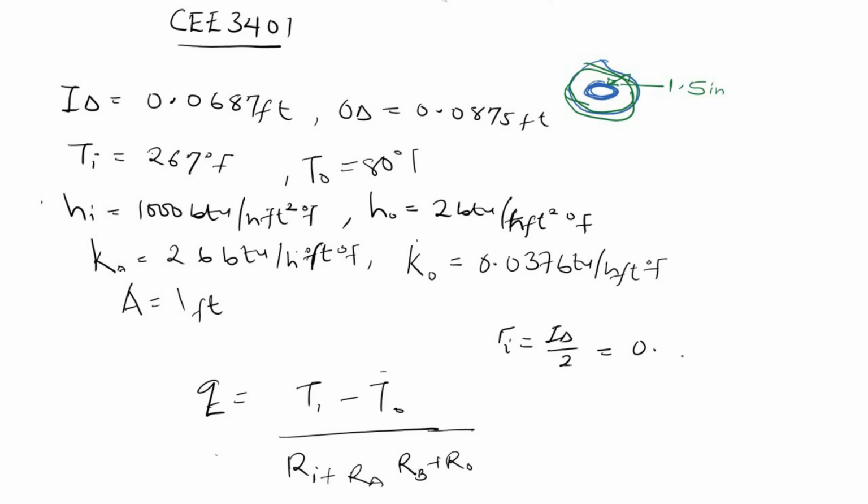0.0687 divided by 2 is going to give me 0.03435. And then the outer diameter, let's say R1 for the outer diameter, it's going to be 0.0875 divided by 2, which is going to give me 0.04375. Outer diameter over 2 is going to give me what? 0.04375. All in feet.